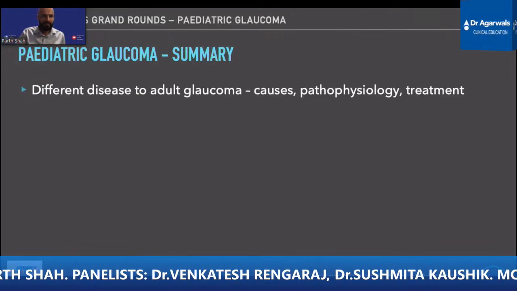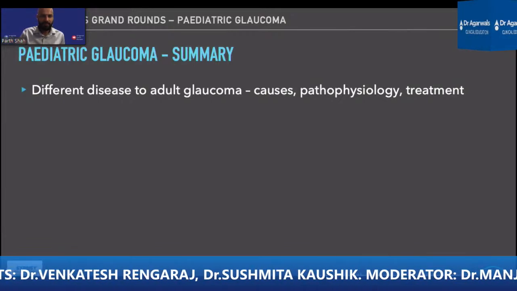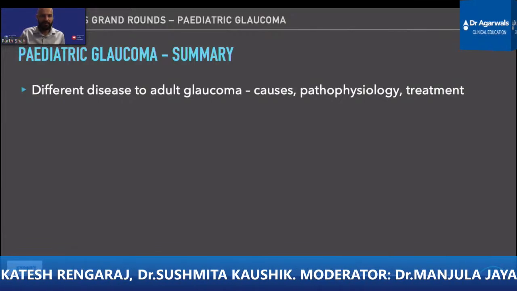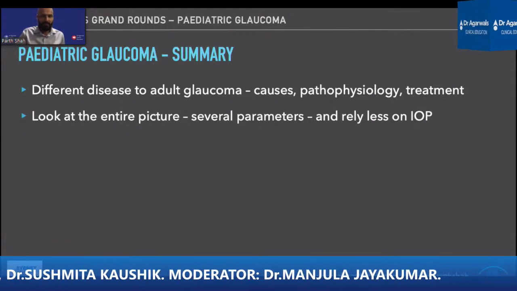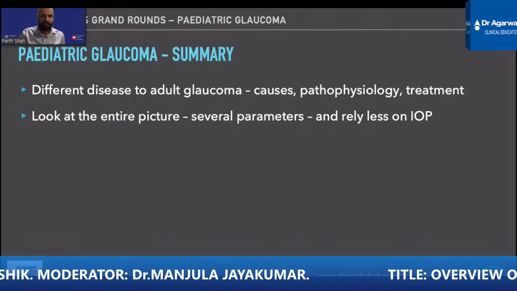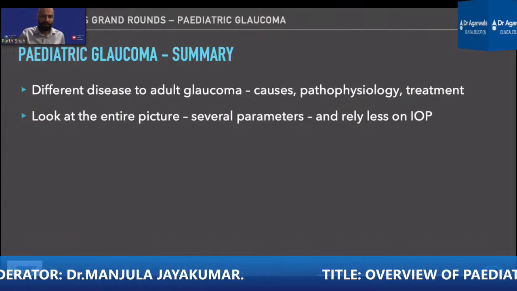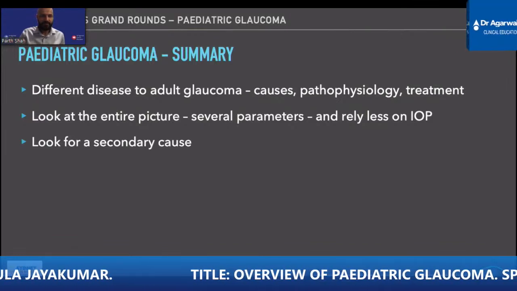So in summary, pediatric glaucoma is a condition that's quite different to adult glaucoma. There's different causes, pathophysiology, and treatment. Important to look at the entire picture. We rely less on intraocular pressure alone, and there are several other parameters like the axial length, the corneal diameter, and the patient's symptoms that guide us.